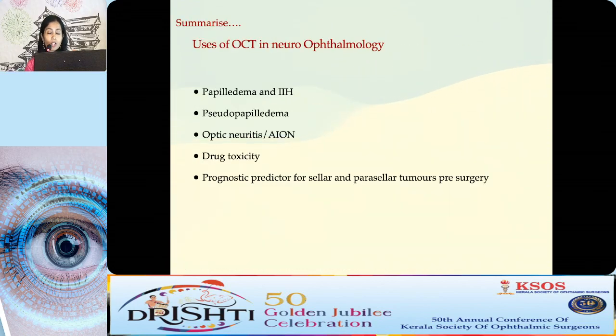So to summarize, the uses of OCT in neuroophthalmology: one is papilledema and IIH, to diagnose and to monitor the treatment; pseudopapilledema, to differentiate from papilledema; and in optic neuritis and AION, to quantify the thickening and also to prognosticate the visual recovery; and drug toxicity; and as a prognostic predictor for sellar and parasellar tumors pre-surgery.